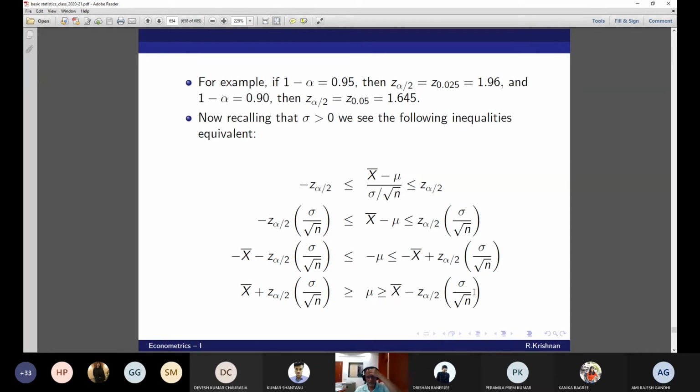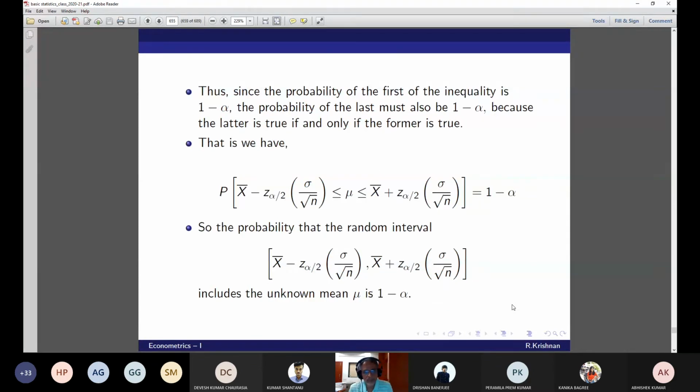Now here, what is the upper bound? X bar plus Z alpha by 2 into sigma by root n. Okay, because I need this. What is the upper bound? What is the lower bound? When I discuss the one-sided confidence interval.